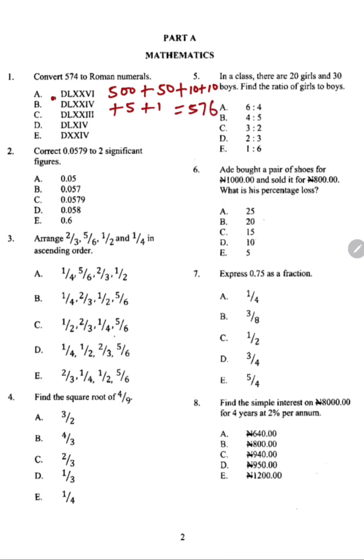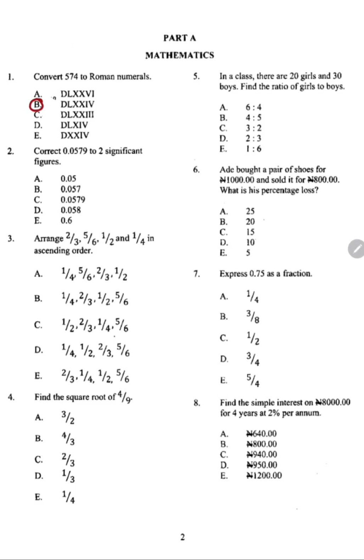Now when we check the second one, first I need to erase all of this. Okay, so the second one, again, D is 500, L is 50, so that's 550, and then XX will give me 20, that's 570, and IV is 4, which is 574. So my answer will be B.